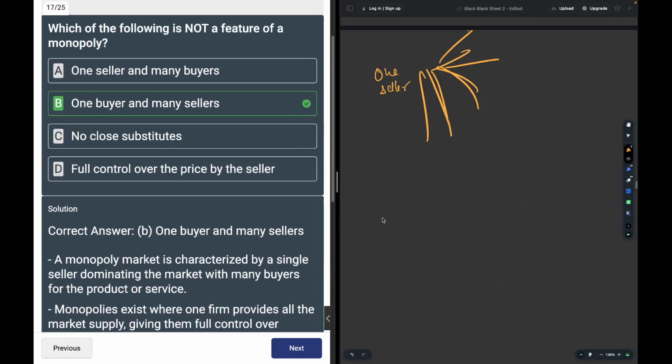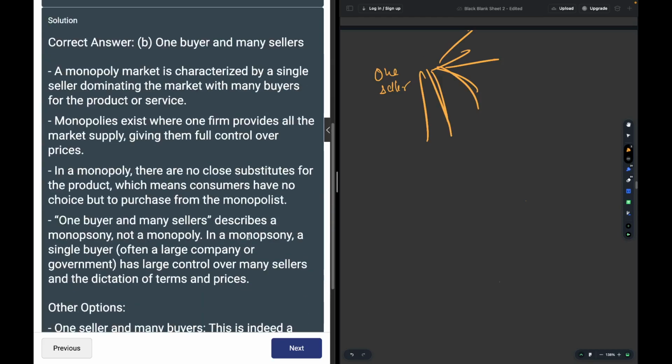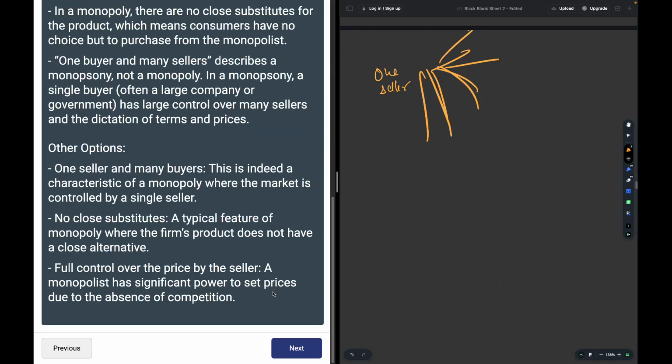One buyer multi-seller only happens in the case of government, when the government is procuring, let's assume, from a different country. So it's just one buyer, and there are many sellers in the market like Russia, USA. So that is how it goes.